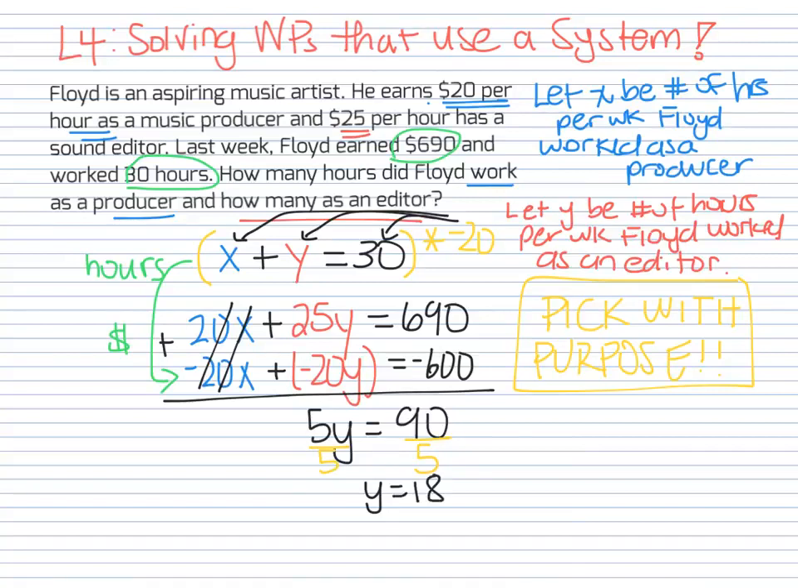And that's 18 hours that he worked as an editor. Now that I know what y is, I need to go back and solve for x. I'm going to plug 18 back into the first equation because the numbers are a little bit smaller, and I can do what I want. So now I'm going to have x plus 18 equals 30. Using inverse operations, I can subtract 18 from both sides, and that leaves me with x equals 12.